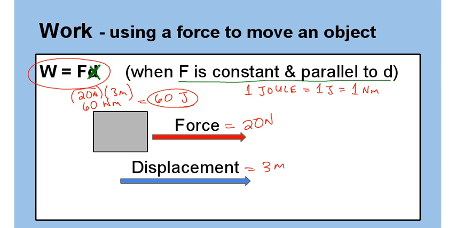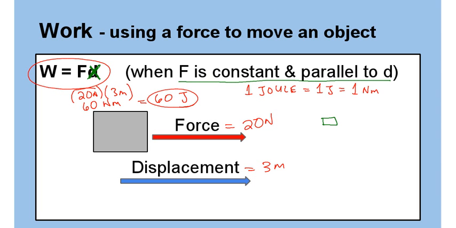Notice some interesting things here. If I do not move the box, if the displacement is 0, then the work is 0. So that's kind of interesting. I could kill myself pushing on a mountain, but until I moved the mountain, I didn't accomplish anything. I did 0 work.